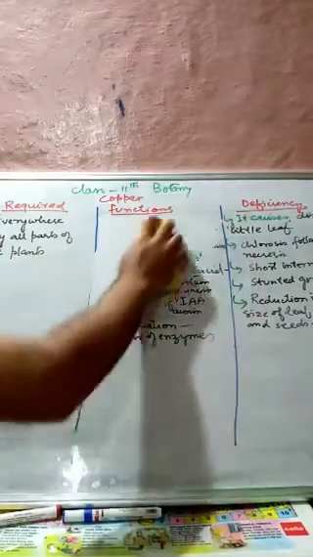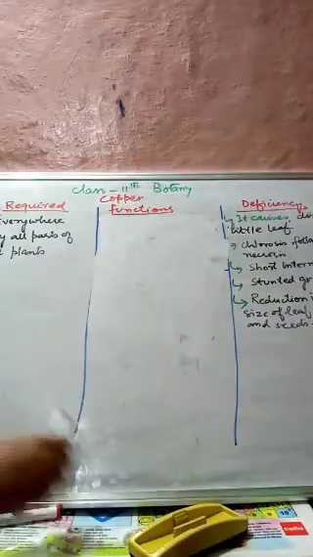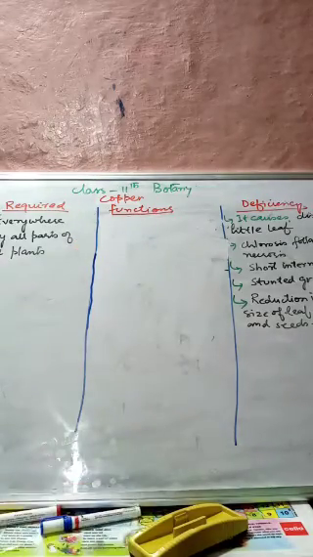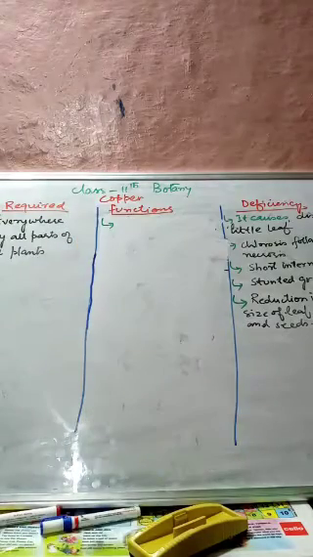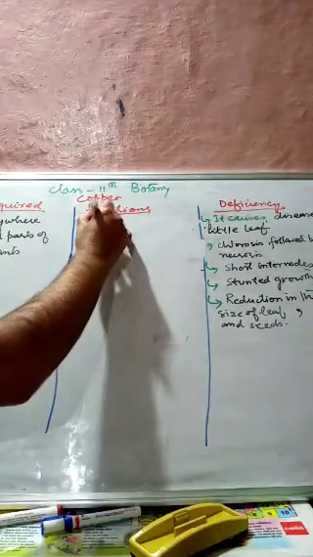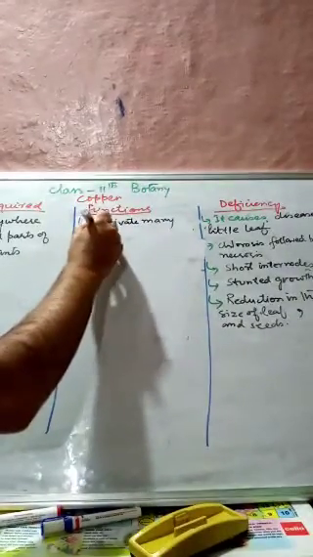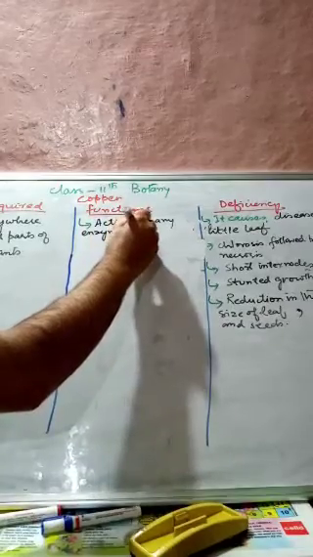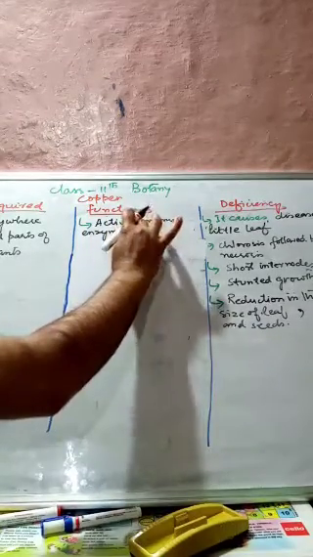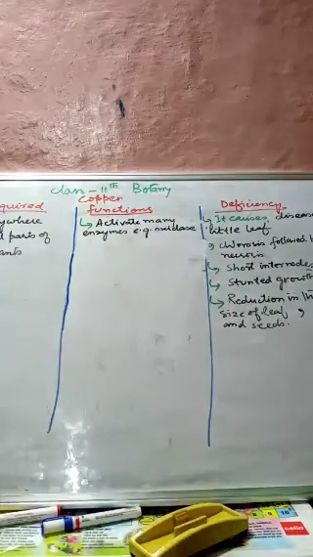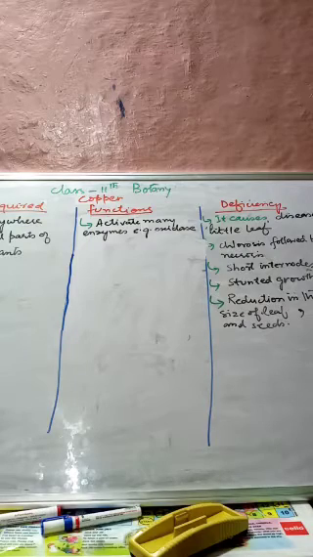What are the various functions that are being performed by this copper? First function, what does this copper do? It activates many enzymes, like, for example, oxidase. So, it plays an important role in activating many enzymes.